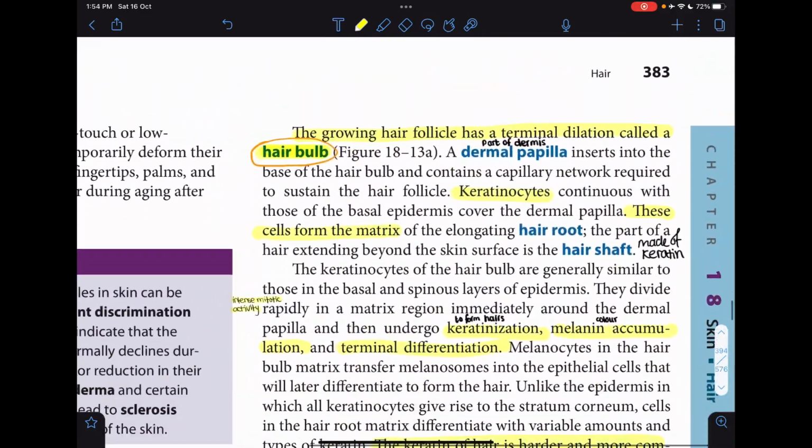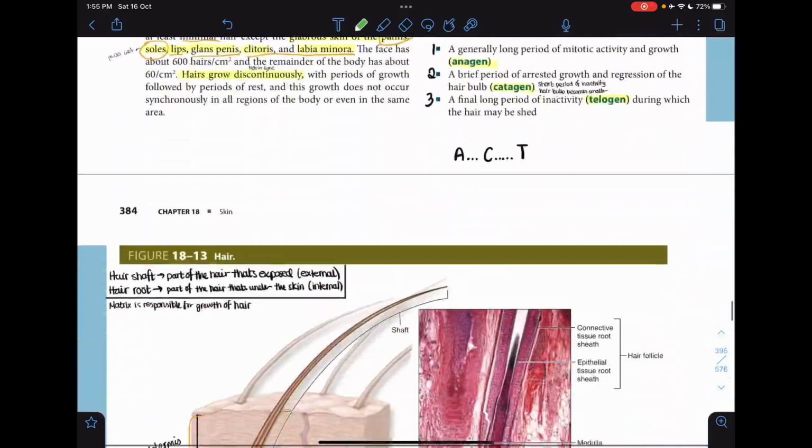وعندنا كمان الdermal papilla. هلا الdermal papilla is also known as the hair papilla and it is a part of the dermis. It inserts into the base of the hair bulb and contains a capillary network required to sustain the hair follicle. هلا how does it sustain the hair follicle? It nourishes it by supplying oxygen and nutrients.